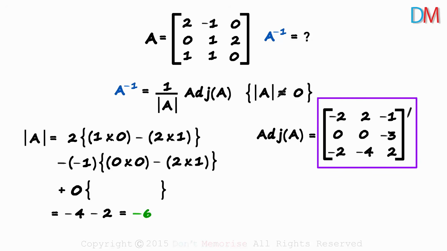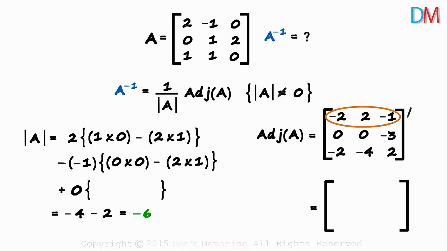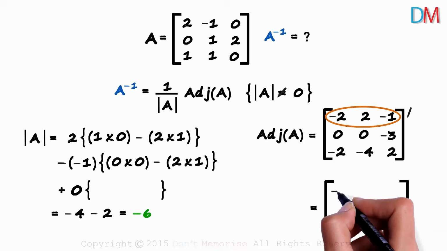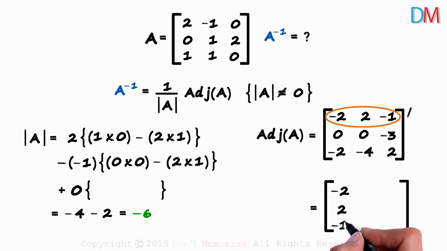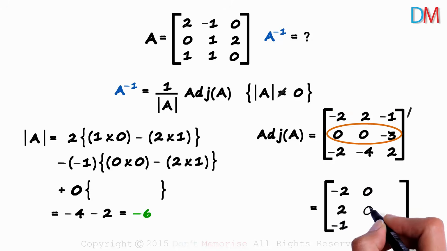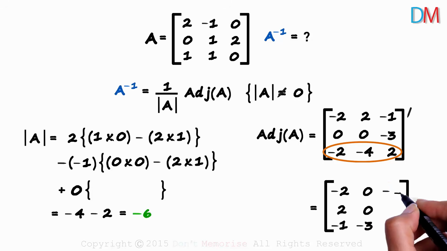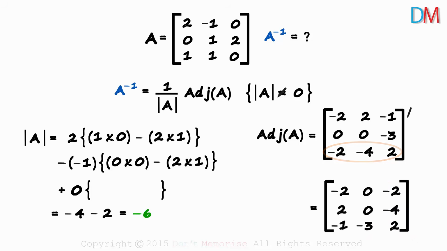This transpose will give us the adjoint of matrix A. To find the transpose, we interchange the rows and the columns. The first row will become the first column. Minus 2, 2, minus 1. The second row will be the second column. 0, 0, minus 3. And lastly, the third row will become the third column. Minus 2, minus 4, 2. Now we have the adjoint as well.